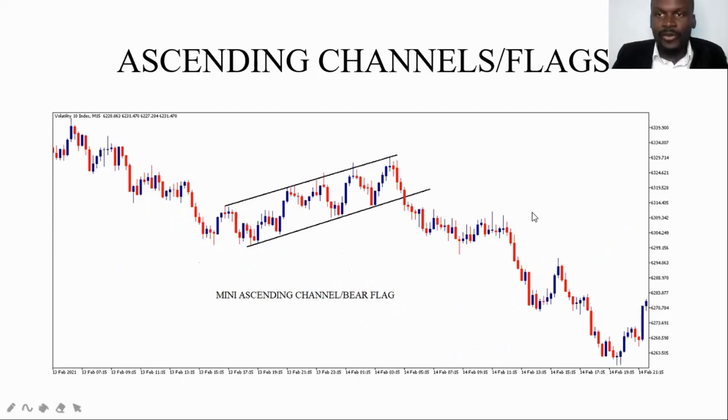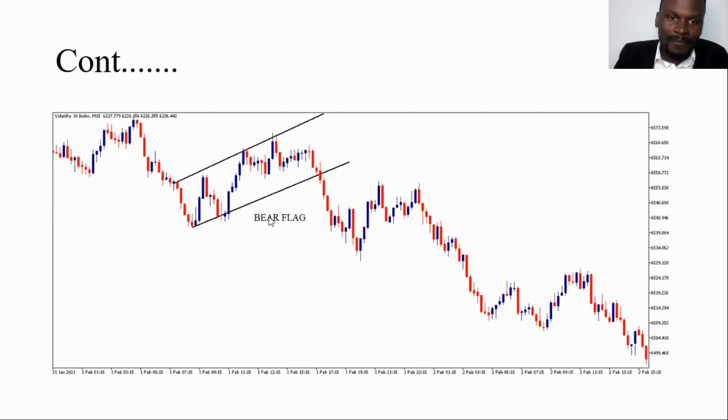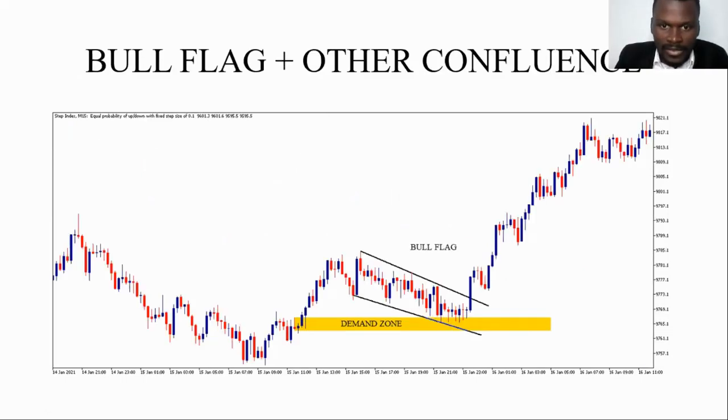Price continued. So it's very important that you also refer to the video that was uploaded on the channel about market structure. The reason why most people say that these things don't work is they don't know how to draw them properly. As long as you are able to connect the structural points and identify swing points, it's very easy for you to draw these things. You can see here a bear flag or a mini ascending channel, and you can see how price was contained in this channel. Same thing here, a bull flag, which is more like a descending channel.